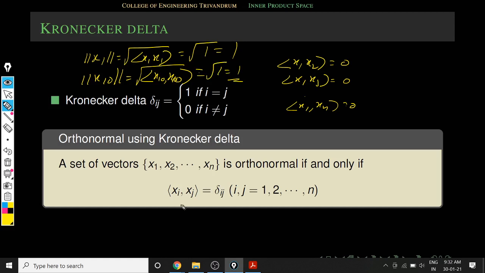Okay. So using this single definition, we can define an orthonormal set. A set of vectors x1, x2, ..., xn is orthonormal if and only if inner product of xi, xj equal to delta ij for i, j equal to 1 to n. That means whenever i and j are equal, its value is 1. That means the norm of the vectors is 1. If i and j are not equal, then their inner product equal to 0. That is the concept of orthogonality. So combining these two, this set is orthonormal. Okay, you understand? Clear? So this is only a compact representation of an orthonormal set.